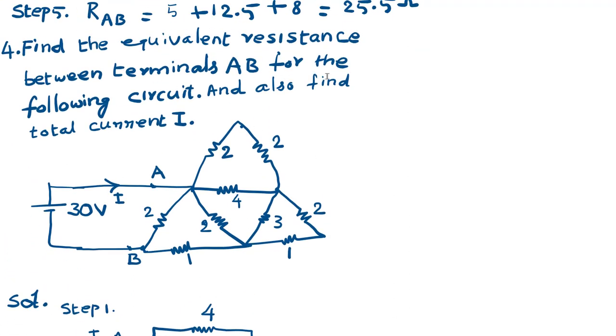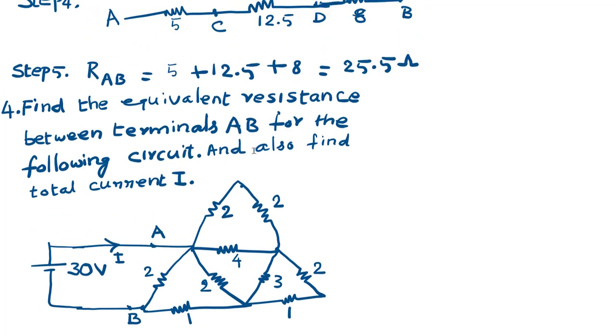So find the equivalent resistance between the terminals A and B for the following circuit, and also find the total current I supplied by the source. So what he wants is, what is the equivalent resistance between terminals A and B and what is the supply current. So this is the diagram, and the terminals are also mentioned.